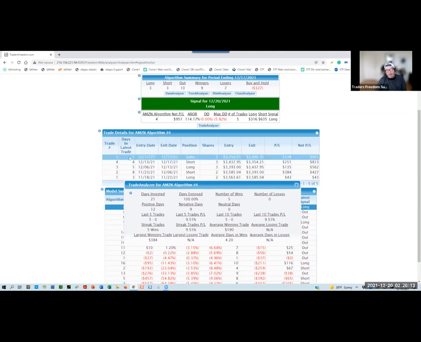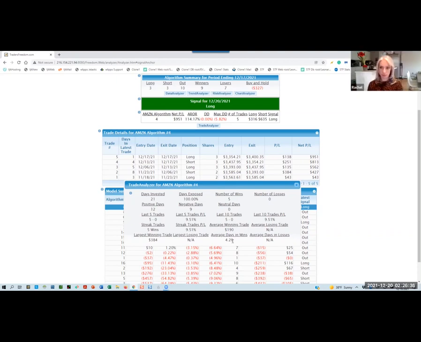Its average days in a winning trade are 4.2. And right now it's only 1 day long. So if you decided to get into this, you'd be getting in on the second day, not the first day when it flips, because it flipped on Friday. On Friday, 12/17, right? So you only missed a day. That's not too bad if your average days in a win is 4, because it's got some time that it could go further up.